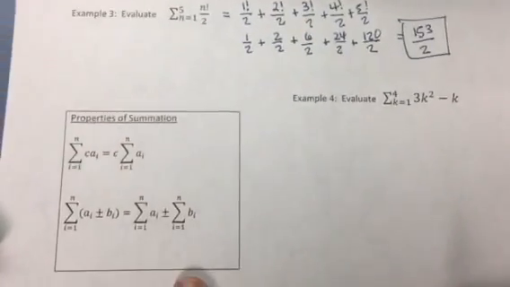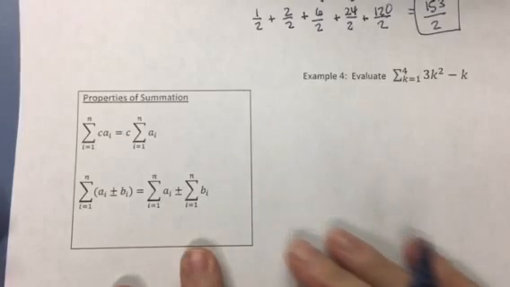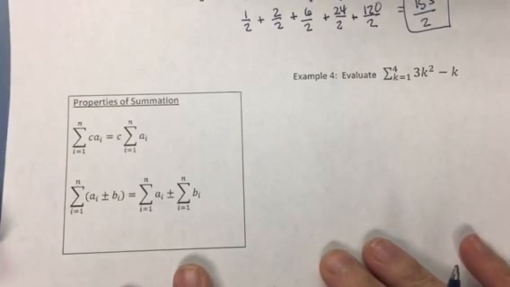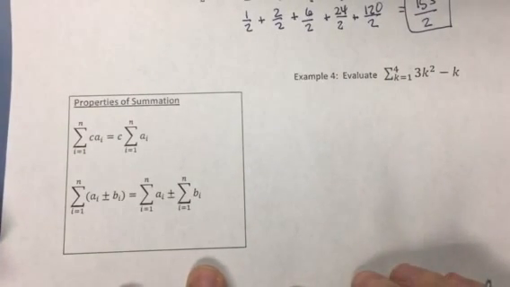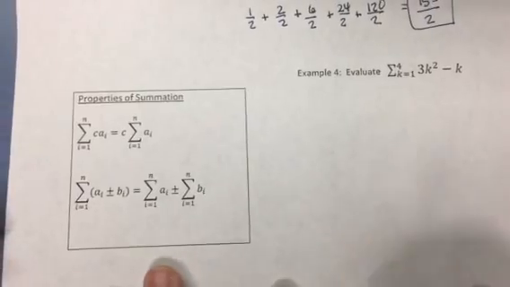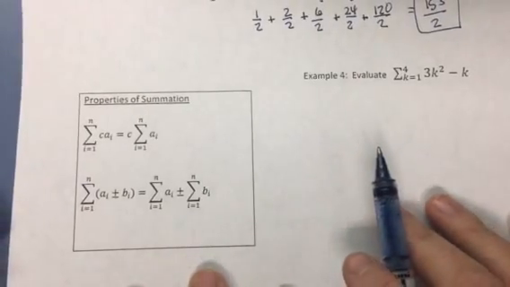In example 4, we're going to go over these two properties of a summation first. We're going to use them both in this example to evaluate it. So there's two things we need to know.